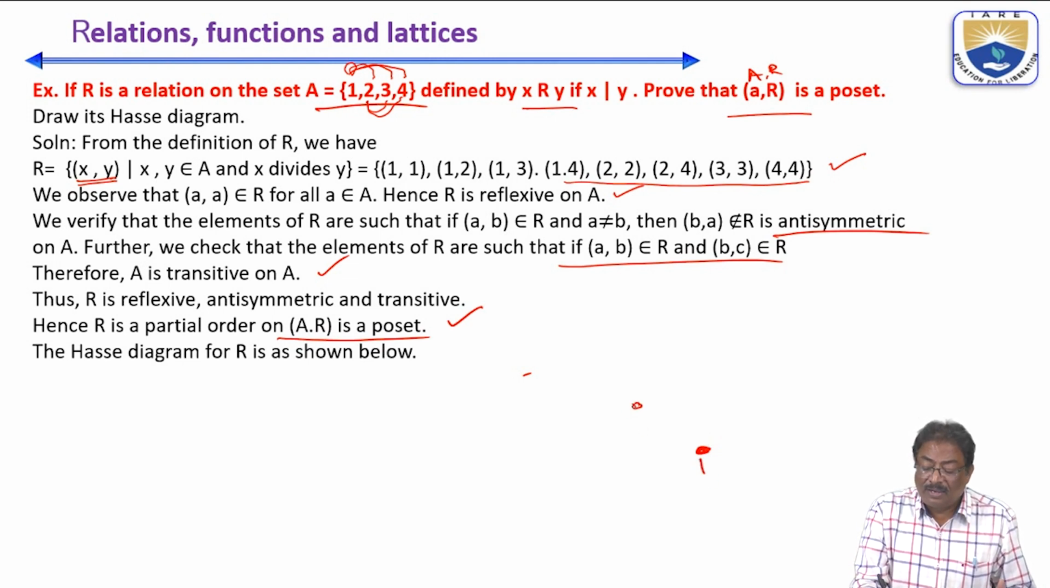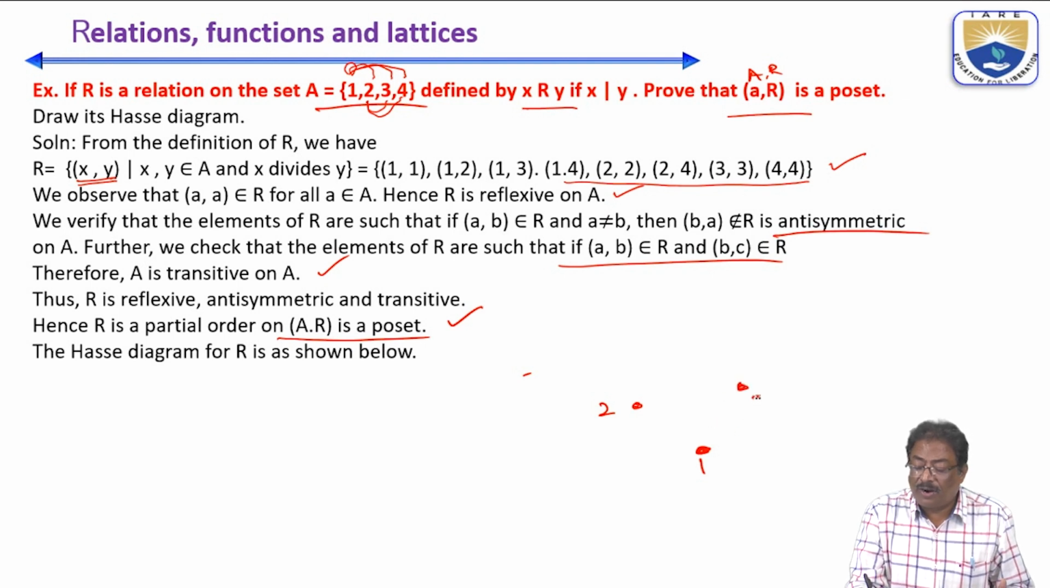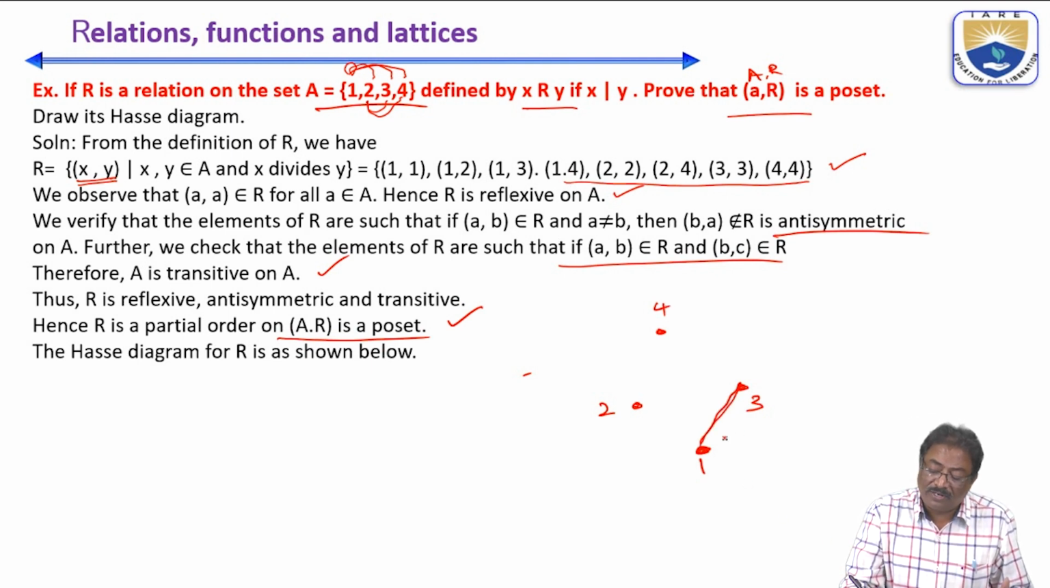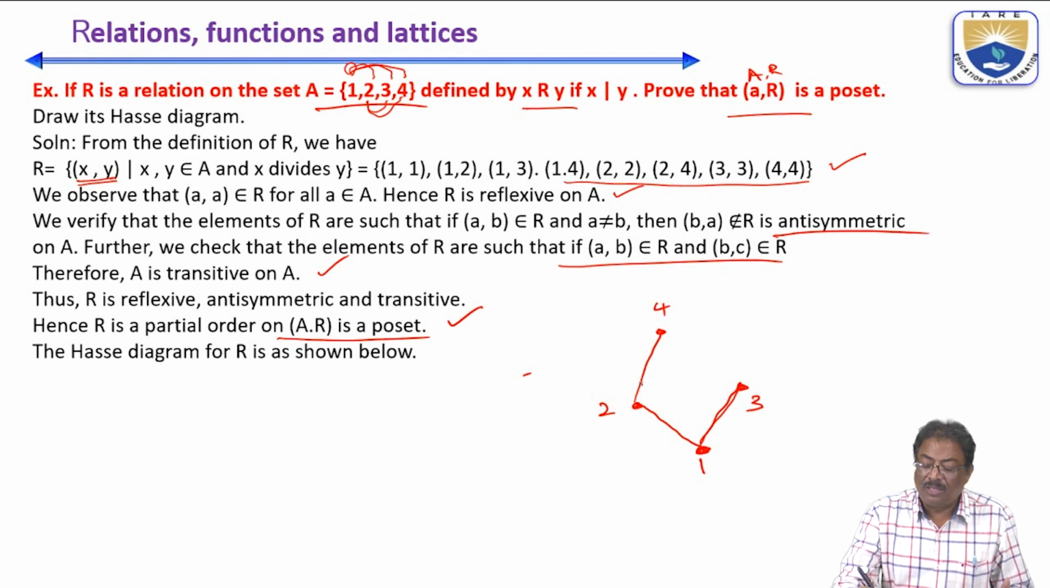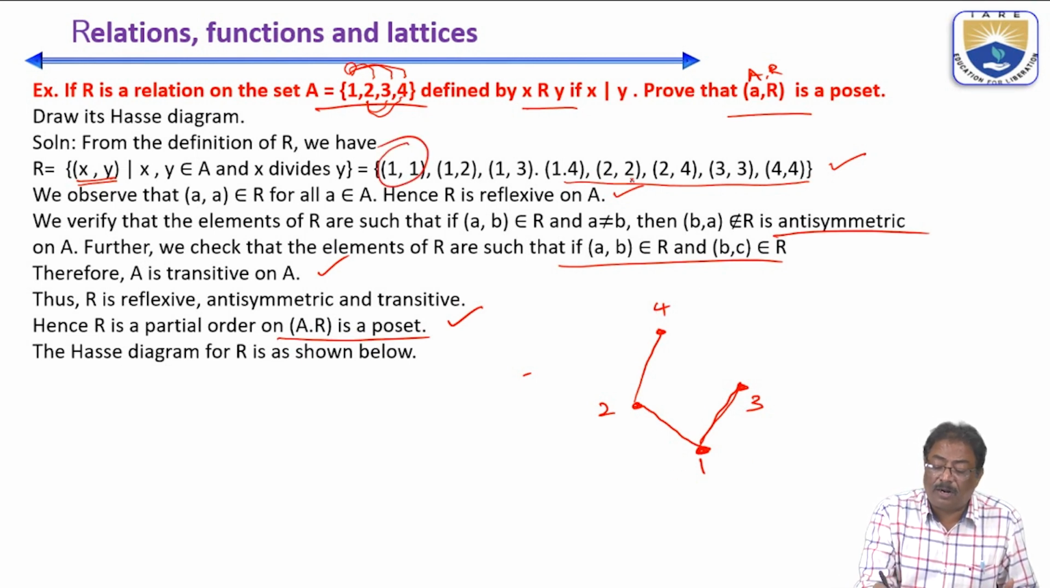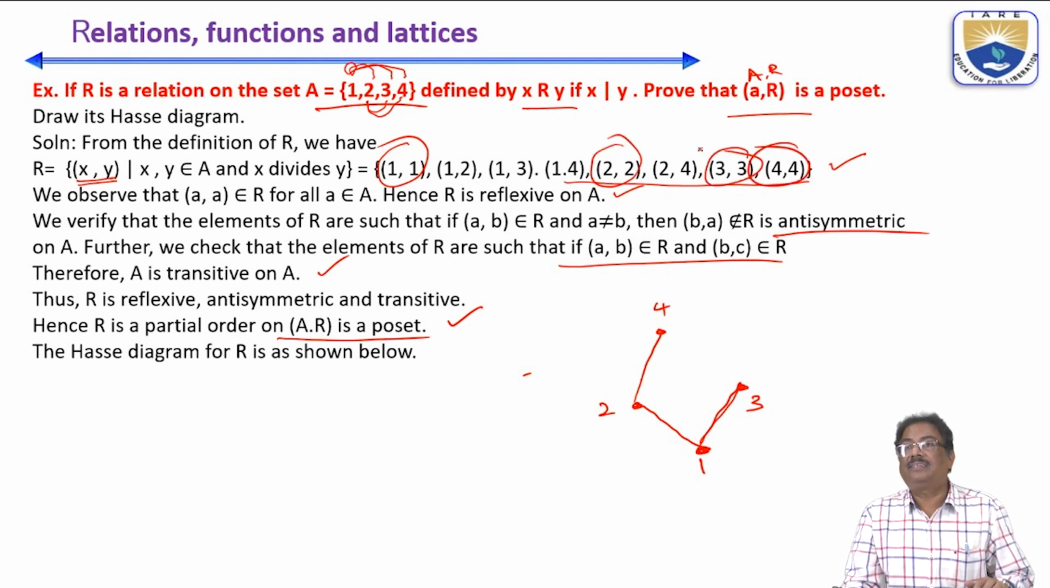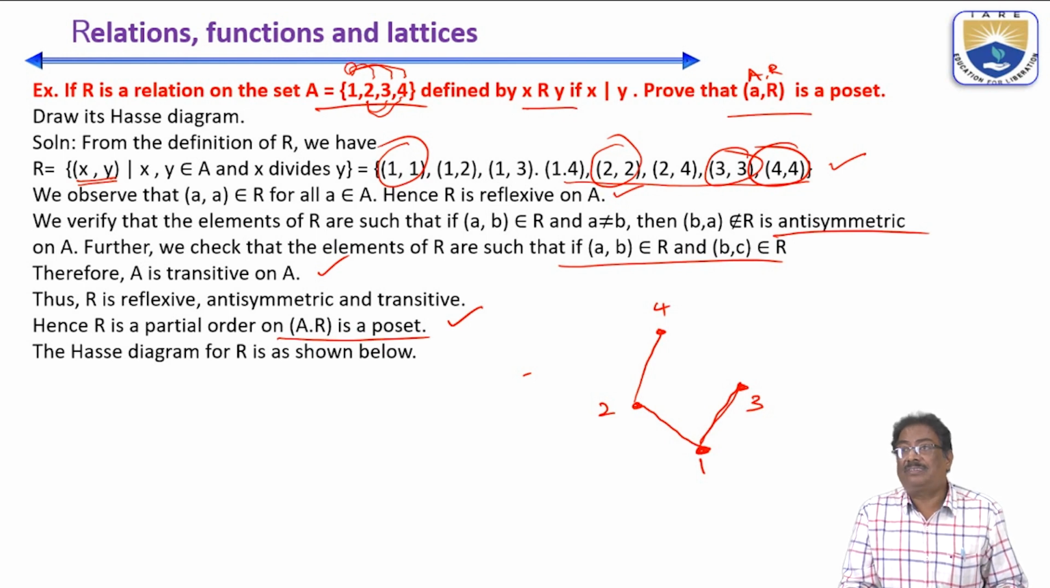So 1 divides 2, and 1 divides 3, and 2 divides 4. So here I am going to take 1 divides 3 and next 1 divides 2 and next 2 divides 4. Automatically 1 divides 4. So here I am not going to explicitly mention these ordered pairs, because of reflexiveness, I am not going to mention them.